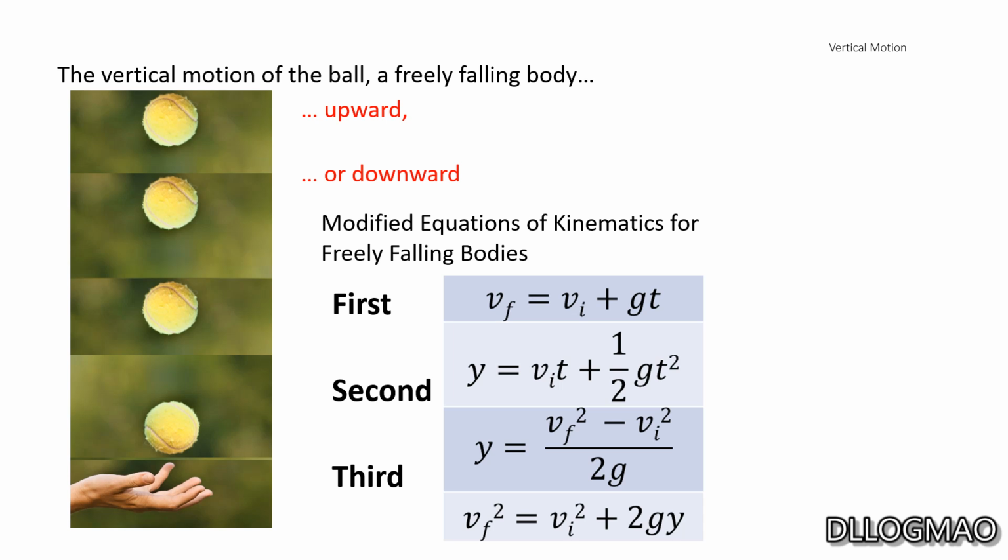The two equations of the third equation of kinematics are: the vertical distance traveled is equal to the ratio of the difference in the squares of the final and initial velocities and twice the acceleration due to gravity, and the square of the final velocity is equal to the sum of the square of the initial velocity and twice the product of acceleration due to gravity and vertical total distance traveled.